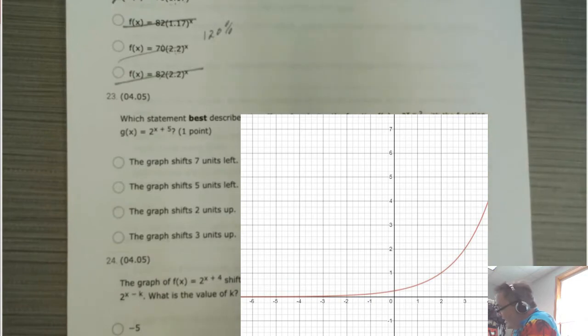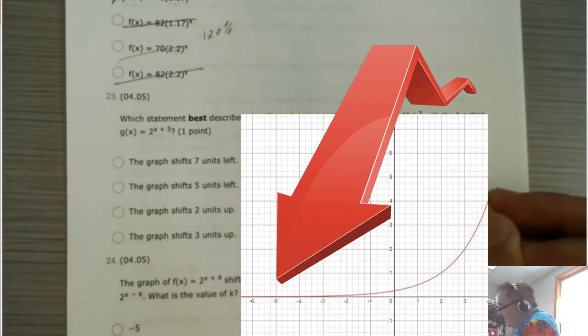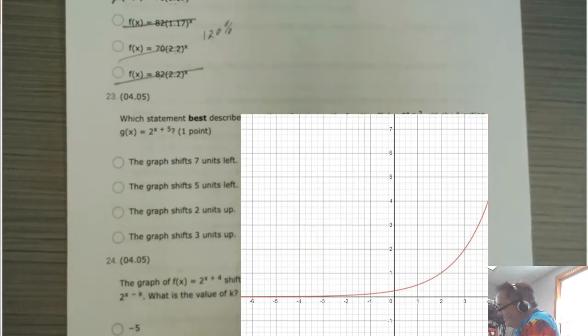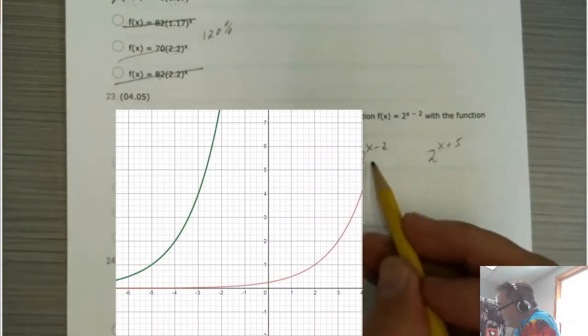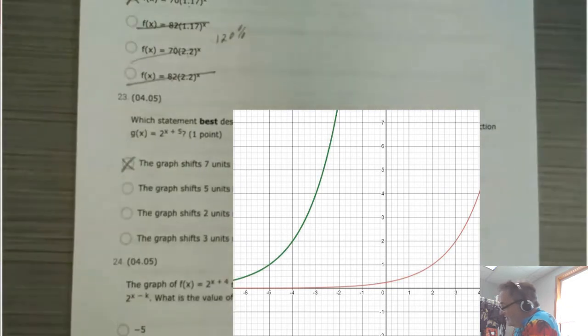So if it's plus 5, we'd have to add 5. 2, 3, 4, 5. Negative 5. We had to add 5, negative 5 plus 5 to get back to 0. So that will shift it. If we replace this one with this one, it is going to shift it 7 units to the left.